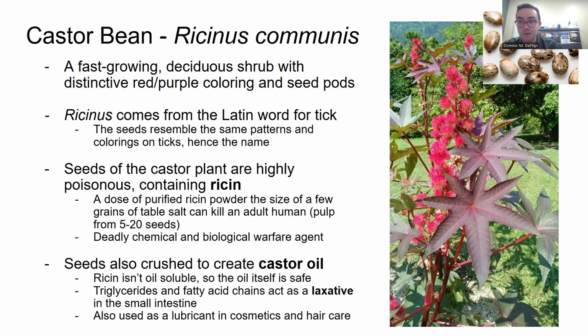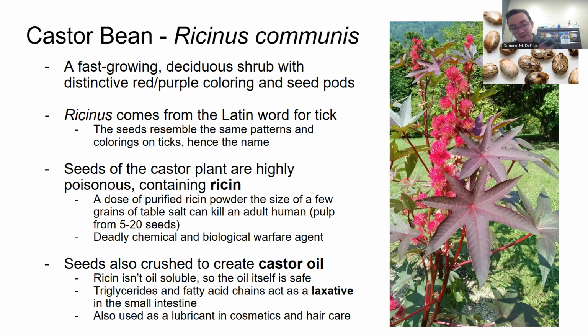because they contain ricin, which is one of the most potent poisons we have on the planet today. A dose of purified ricin powder, the size of just a few grains of table salt, can kill an adult human. So the pulp from about 5 to 20 seeds, which is really scary, and that's why it's really a weapon of war, a weapon of mass destruction. When we think of ricin, I think of MI5 and James Bond and the CIA and espionage. I mean, that's the type of stuff they use to kill spies.